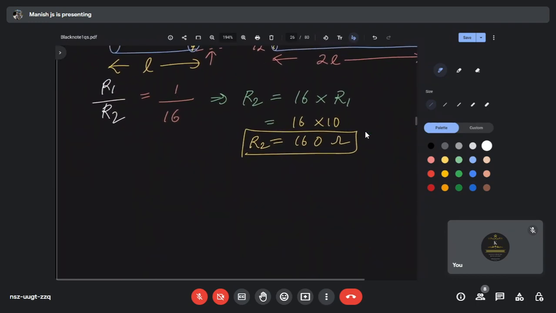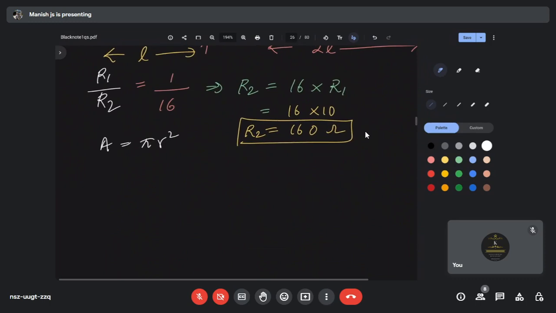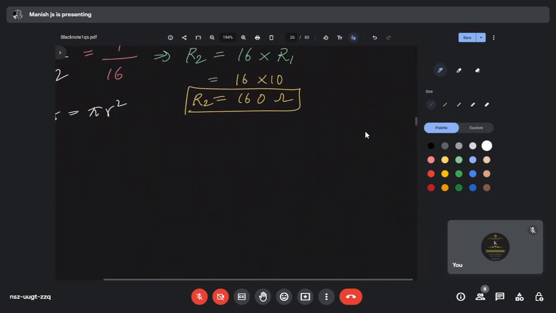Okay. See, what is area? Area is pi r square. That is what you use, isn't it? Because they are talking about diameter, you will have to consider that as well.